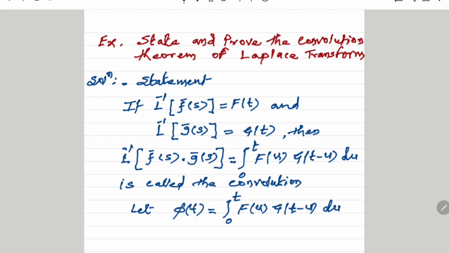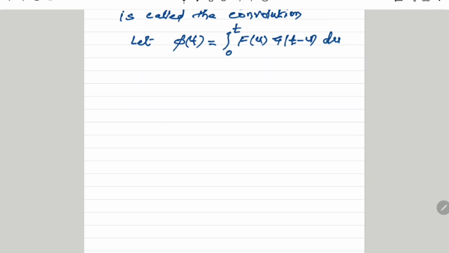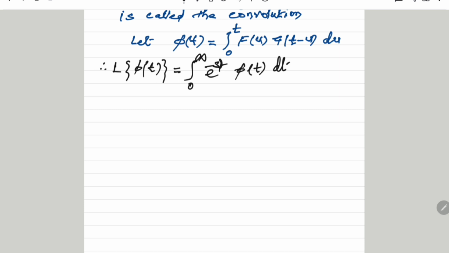Then to prove this, let us call that integral from 0 to t of f of u into g of t minus u du as phi of t. Taking Laplace of phi of t, therefore Laplace transform of phi of t, as per the elementary definition, is nothing but the integration from 0 to infinity of e raised to minus st into that phi of t, and its integration with respect to t.